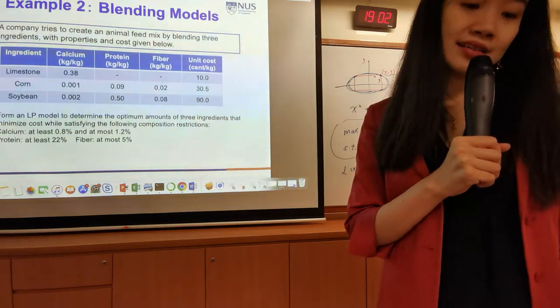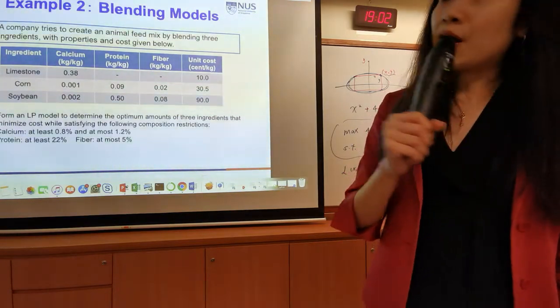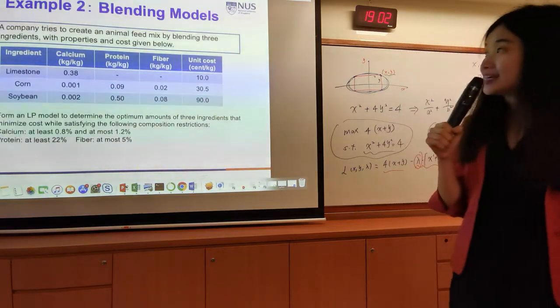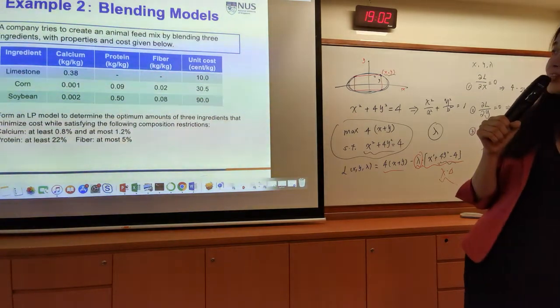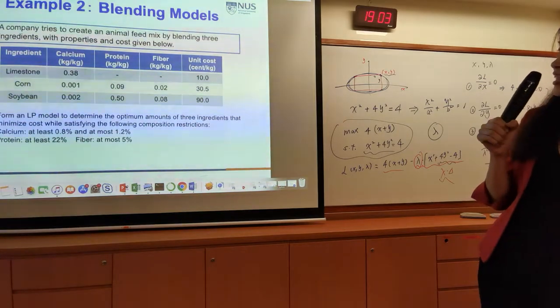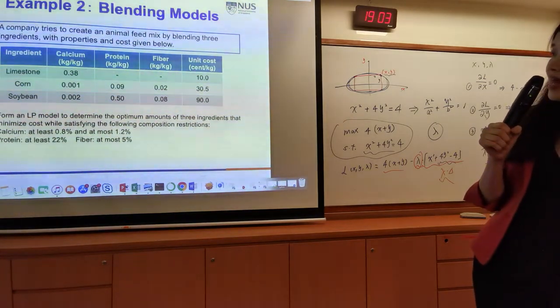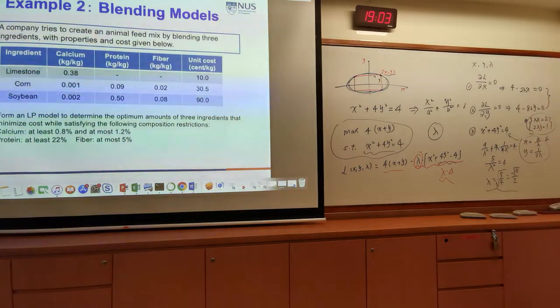If we want to blend them together, and we know these properties given here, for each kg of the ingredients, it contains at least this amount of calcium, protein, and fiber, as in the table. For each kg, the unit cost is also given here. How do you formulate this linear programming model to decide the optimal amounts of each of the three ingredients that will minimize the cost, while also satisfying the composition restrictions? So for calcium, protein, and fiber, there are some constraints here. So formulate this problem, write down your equations, your optimization formulation.